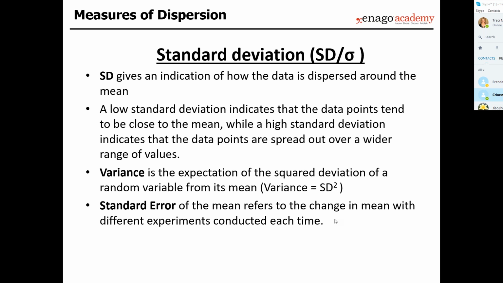And then we have standard error of the mean, which refers to the change in mean with different experiments conducted each time. And we also like to think that the standard error is probably more representative of the population than the standard deviation of one sample set, because it is using several different sample sets from that population.